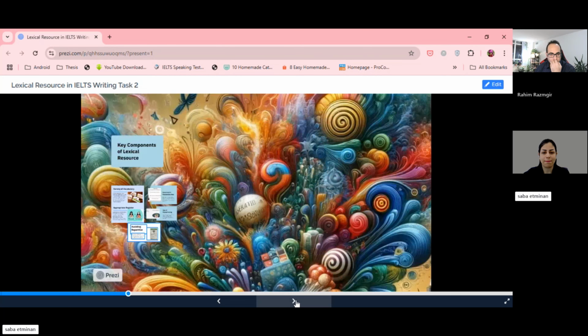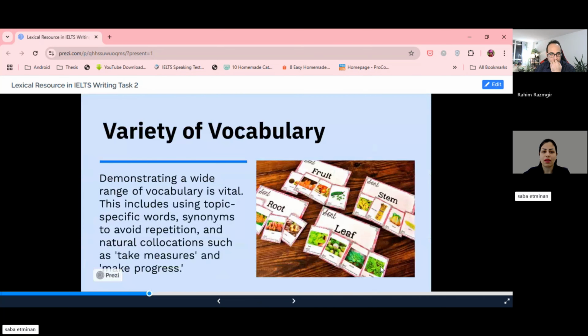Now let's see, what do we mean by variety of vocabulary? It means demonstrating a wide range of vocabulary, which is really vital. This includes using topic-specific words, synonyms to avoid repetition, of course, and natural collocations, such as take measures and make progress.